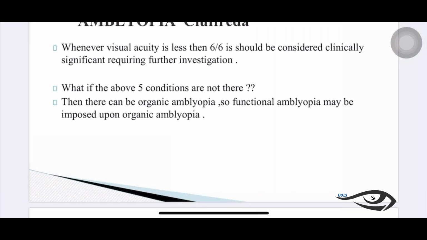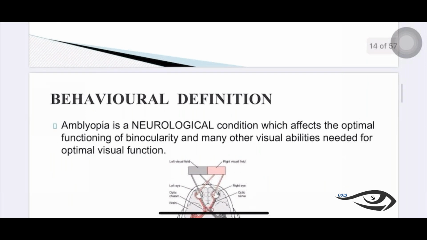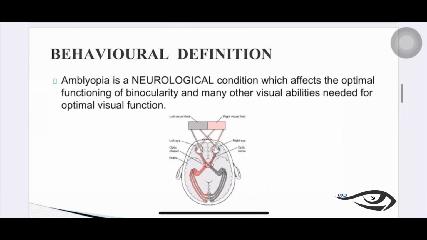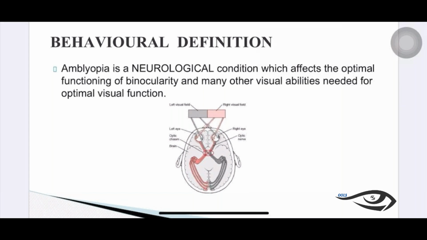So because of that also you can get amblyopia. What all the things are there, I'll discuss later. But before that, I'll tell you the behavioral definition. Now, what is the behavioral definition saying?